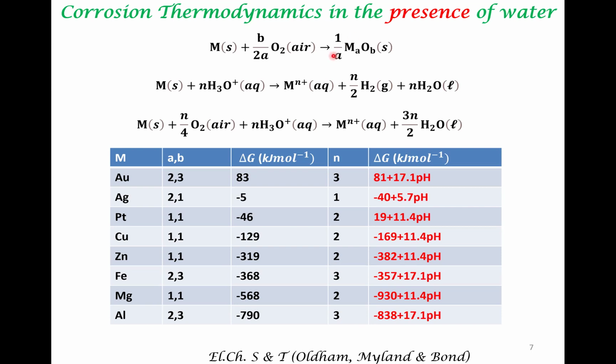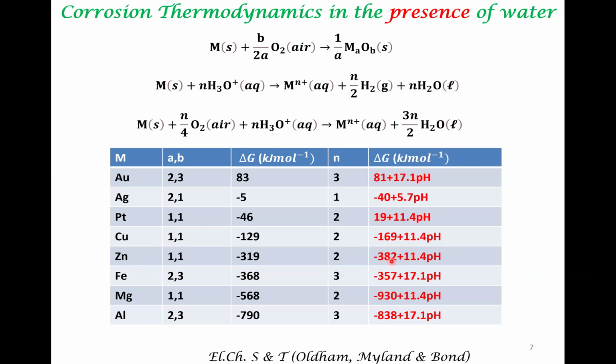The thermodynamics is affected in two ways. So here, the delta G of oxidation under dry air condition is shown. Here, the delta G under the presence of water is mentioned. In most cases, the delta G becomes much more negative. For example, for silver, it becomes from -5 to -40. And for example, zinc, it becomes much more negative, and so on.